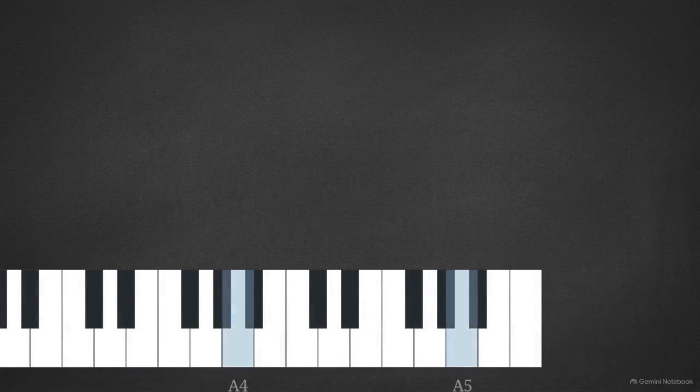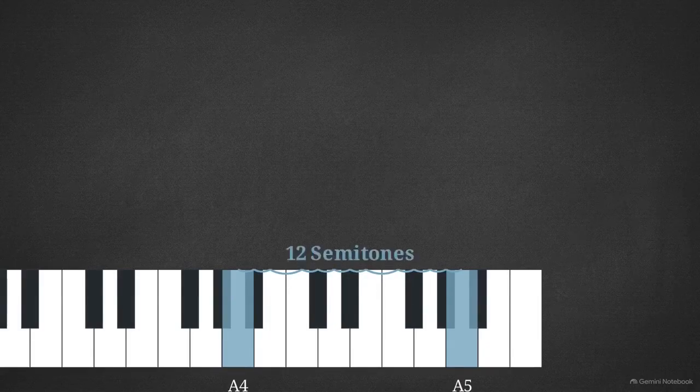If we count the physical keys from A4 to A5, including both endpoints, we get 13. But to figure out how to divide the octave evenly, we have to count the spaces between them. We are actually measuring exactly 12 steps, which musicians call semitones.